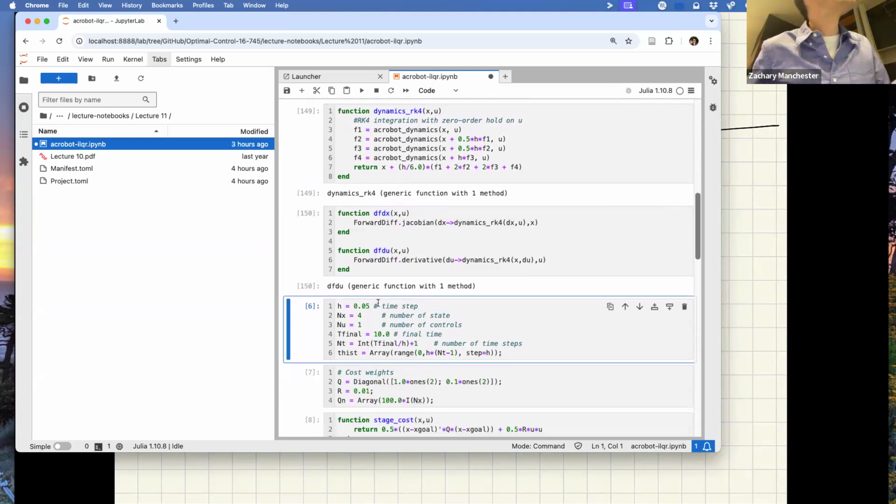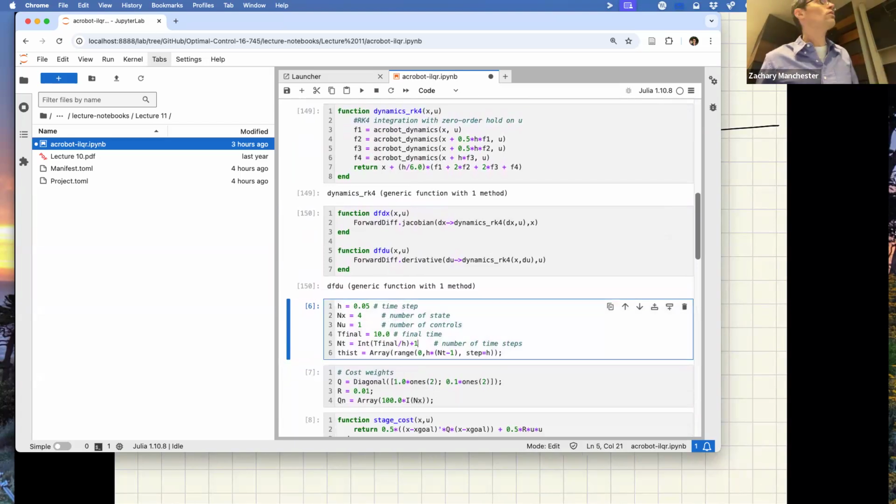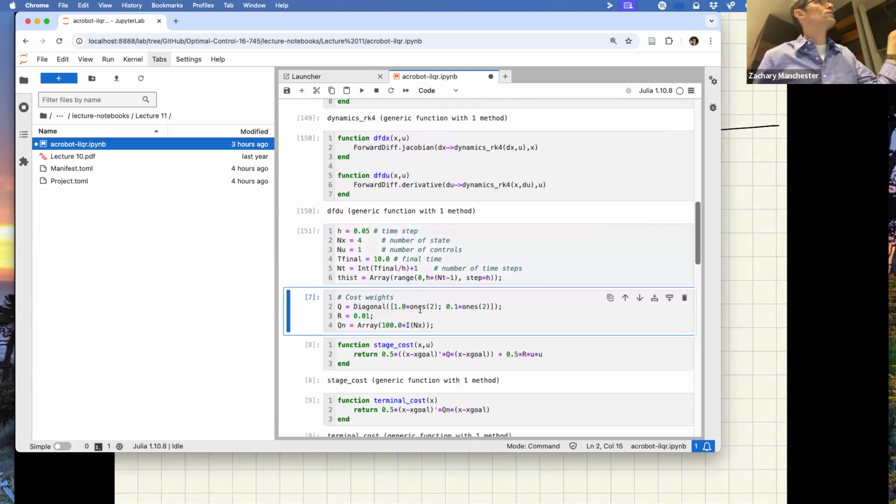Then this is just some setup stuff. So I'm going at 20 Hertz, 10 seconds, whatever. This is all kind of fine. Cost function, Q's and R's, quadratic costs, like the usual thing.